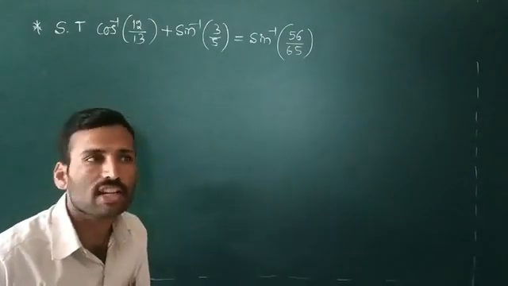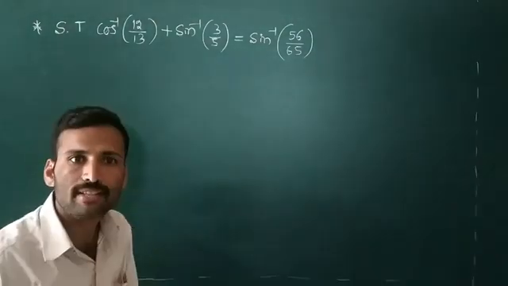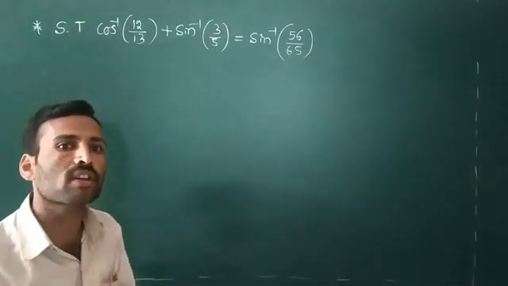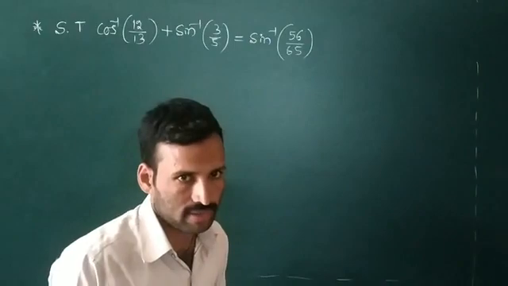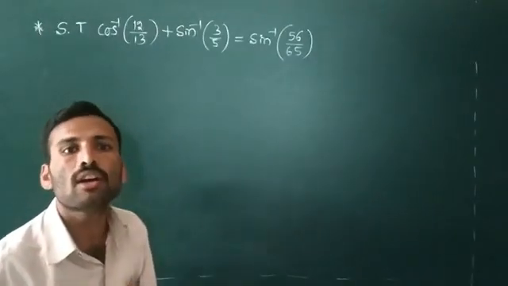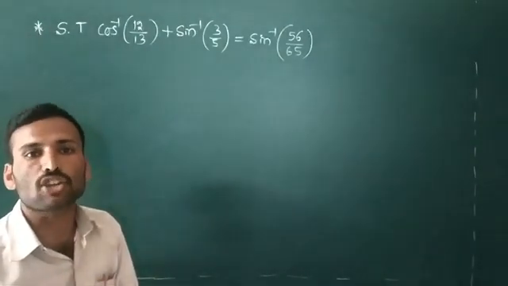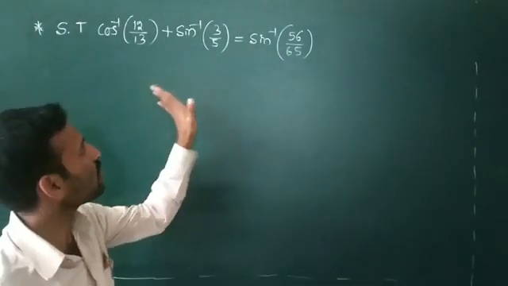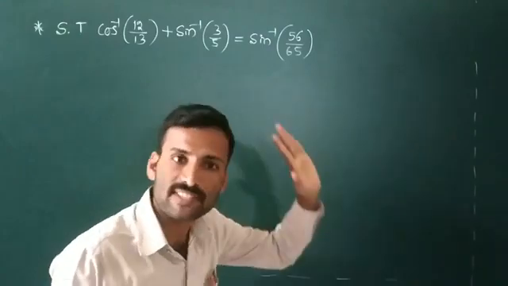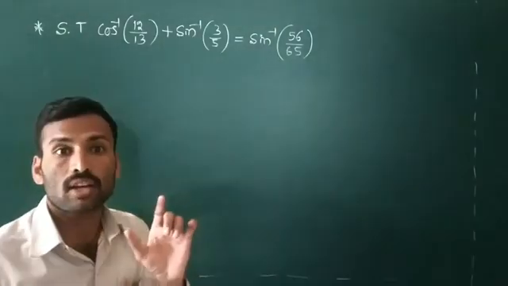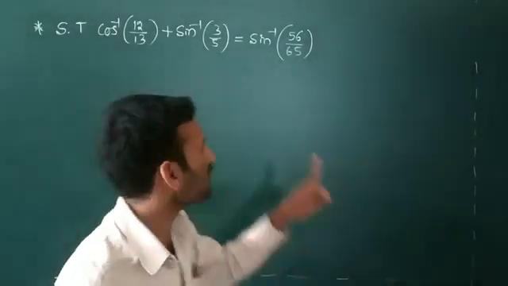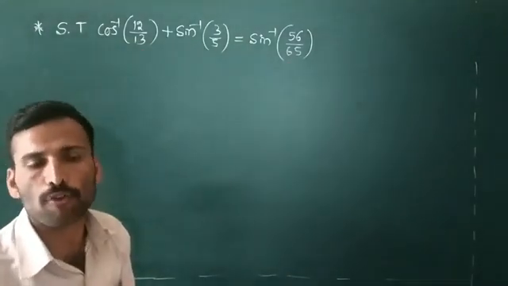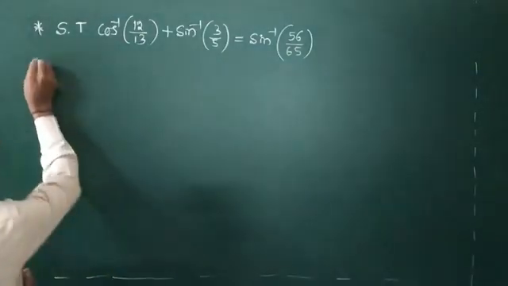To solve this type of problem, you have to use the compound angle formulas for sine or cos, depending on the right hand side of the equation. Here the right hand side is in the form of sine, so use the compound angle formula for sine, that is sine of a plus b. Then solve. Let us consider this.